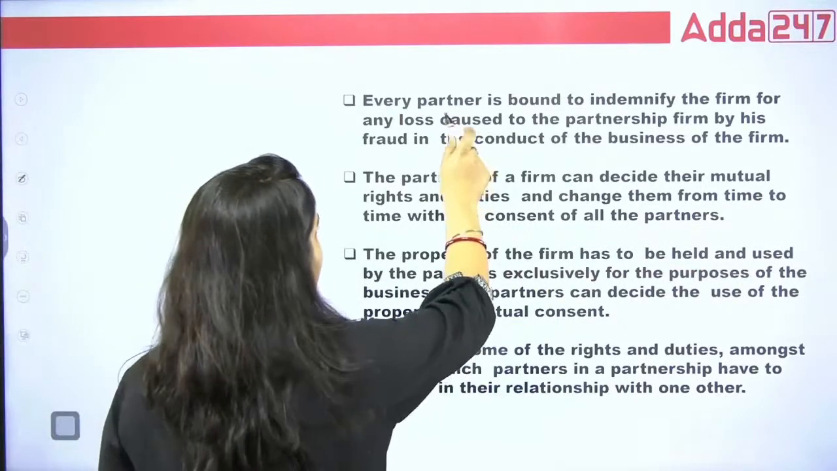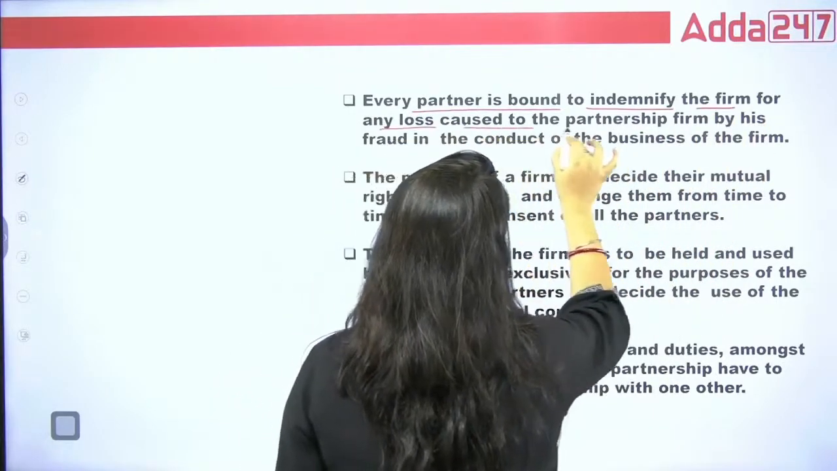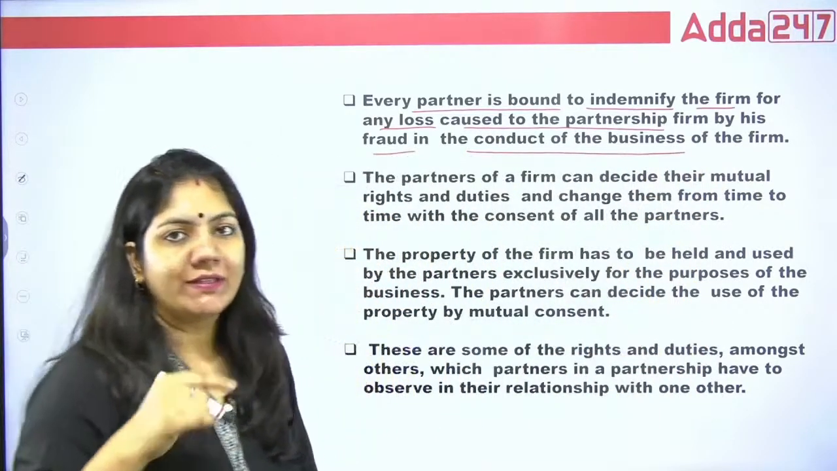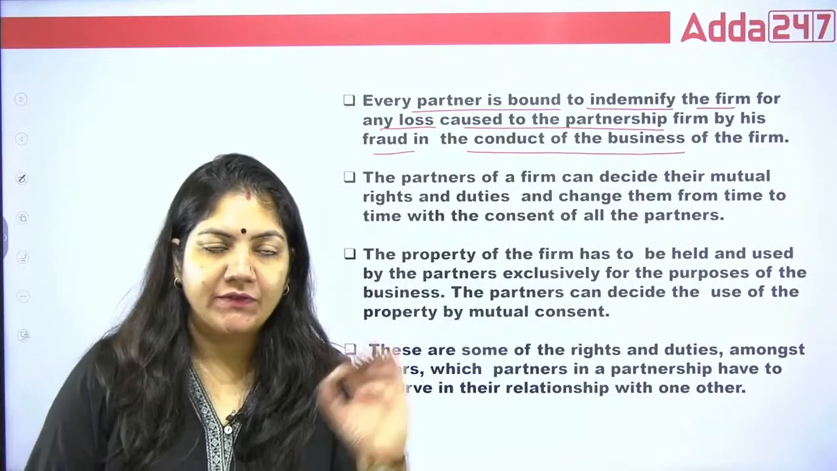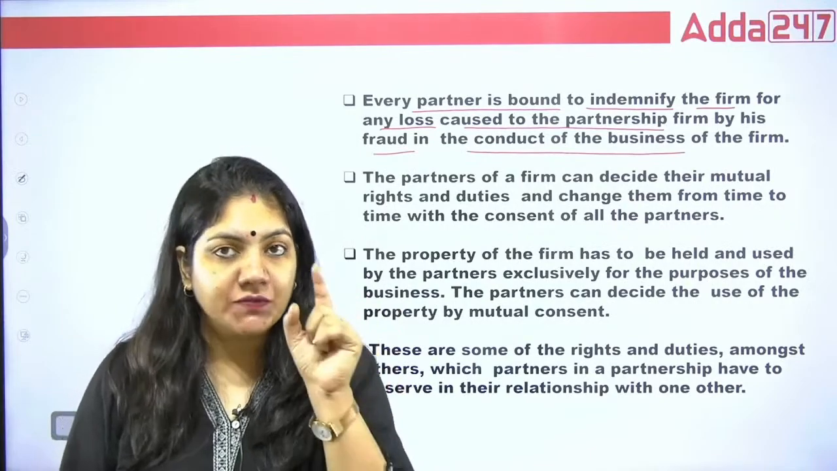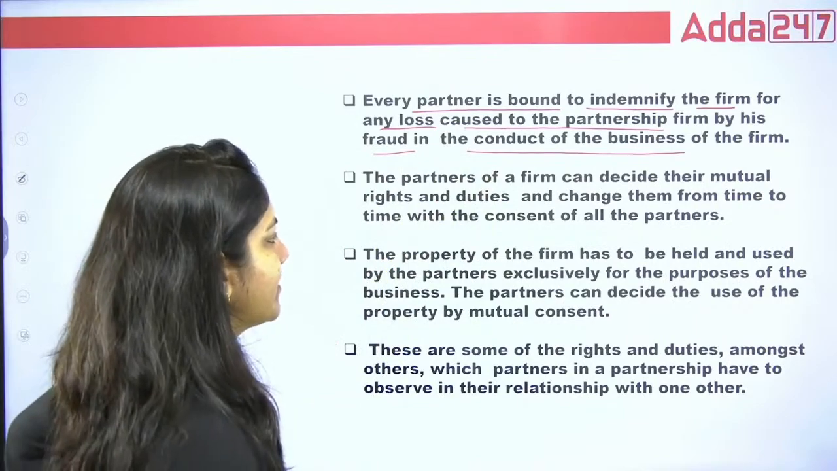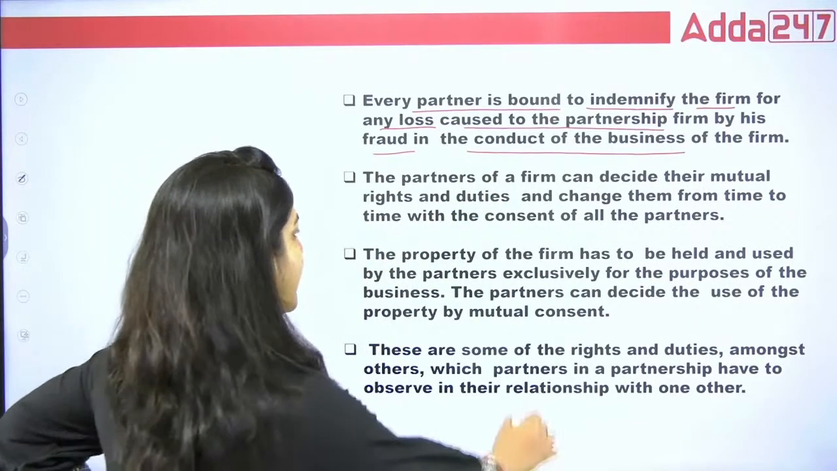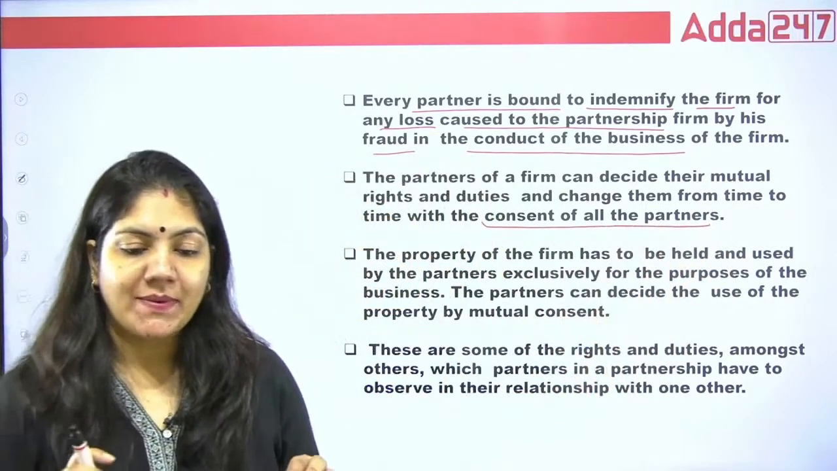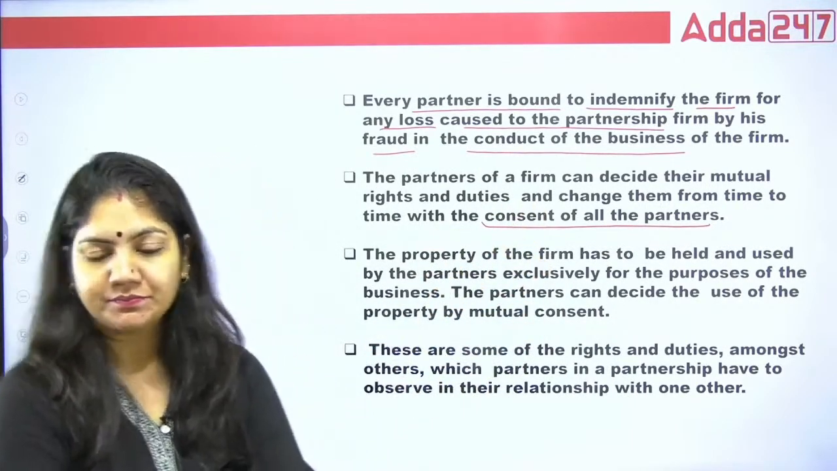every partner is bound to indemnify the firm for any loss caused to the partnership firm by his fraud in the conduct of the business. This means while doing business under the Partnership Act, if any partner has done a wrongful act, the partnership firm is liable for that wrongful act. Partners of a firm can decide their mutual rights and duties and change them from time to time with the consent of all the partners. It means whatever decision is taken in the partnership firm, every partner has to give mutual consent.